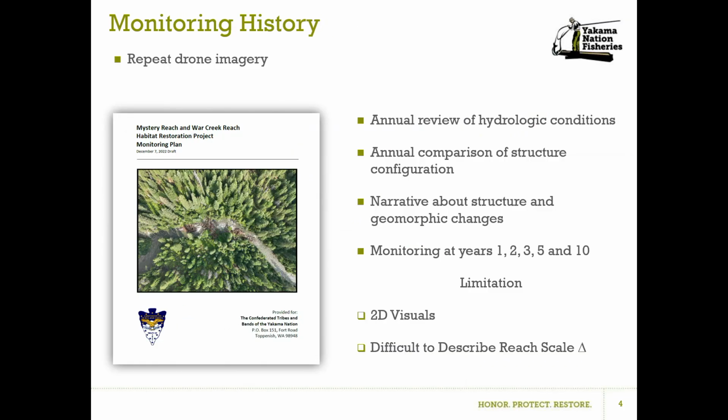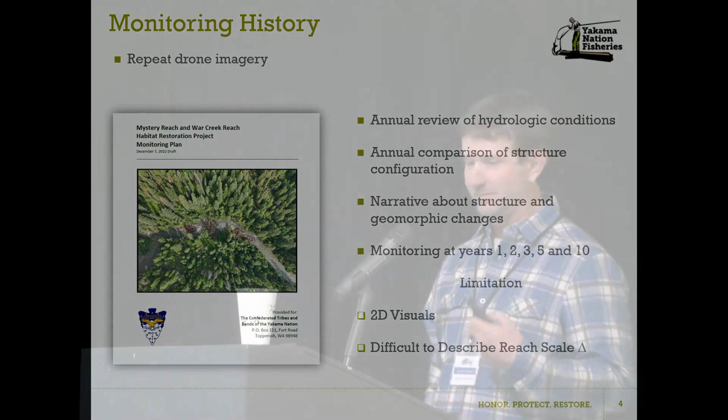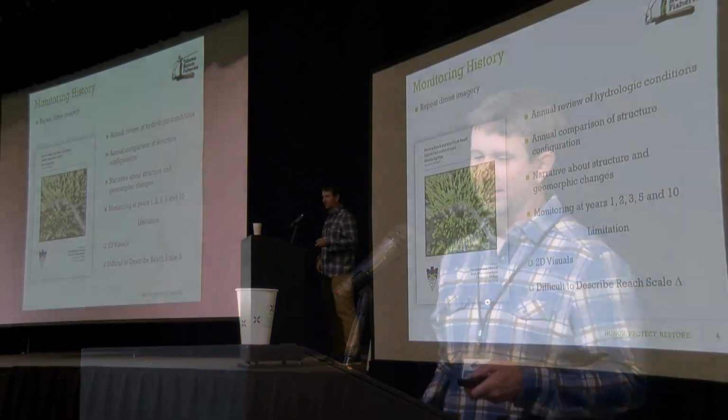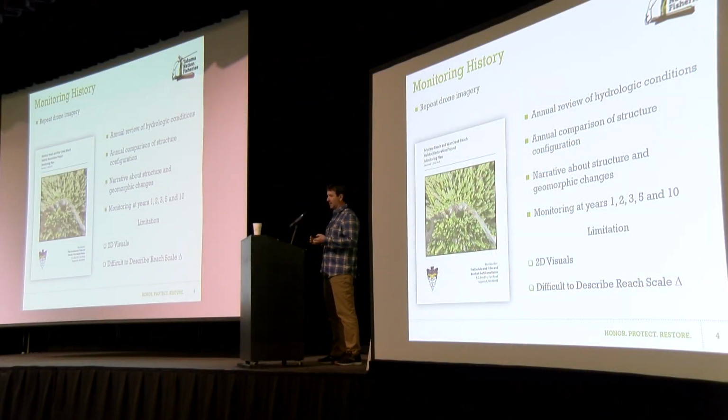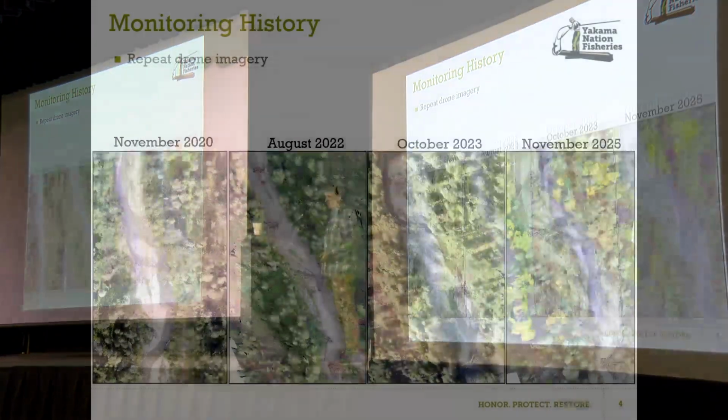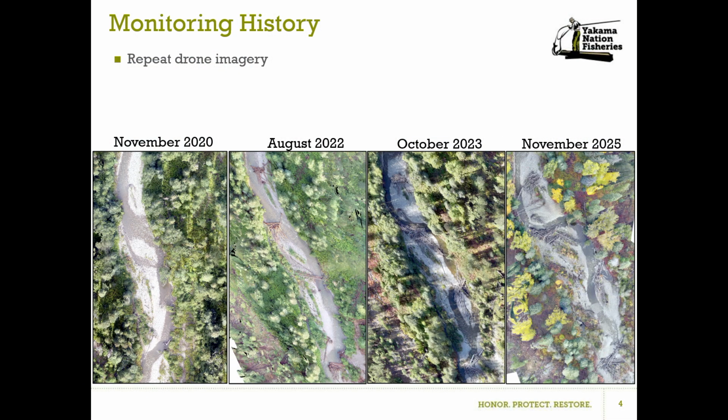So historically, our program has done a pretty good job of monitoring projects, primarily for structural integrity and habitat unit or structure performance. When we did this project and expanded the scale and the number of structures and quantity of wood to about 3 miles, we really needed to look at another method for evaluating the overall performance. So we developed a strategy to use orthomosaic imagery from drones as well as some oblique imagery to really develop a narrative about what we were seeing on the landscape.